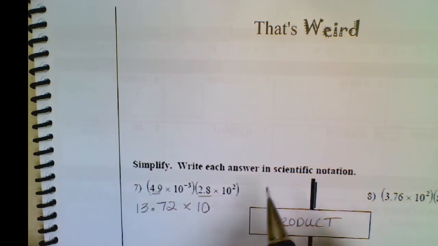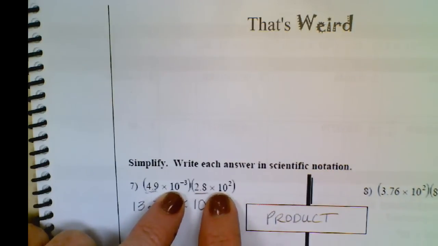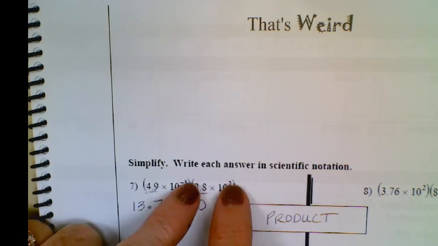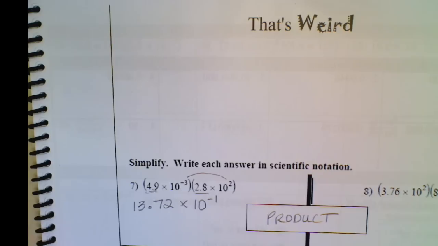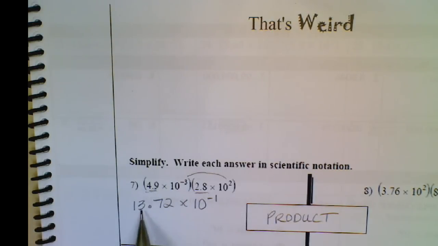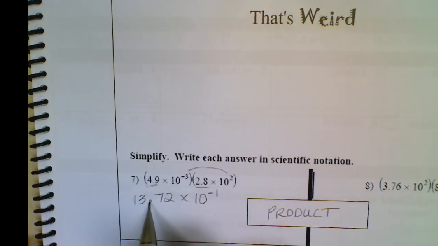times 10. Now when you have the same base and they're being multiplied, we know from our product rule that we can just add the exponents. So I'm going to add negative 3 and 2, which gives me negative 1. Now let's check and make sure that we've got everything where it needs to be. Is my number here between 1 and 10? Well, it's not. 13 is more than that. So that decimal actually needs to get dragged back right to here.